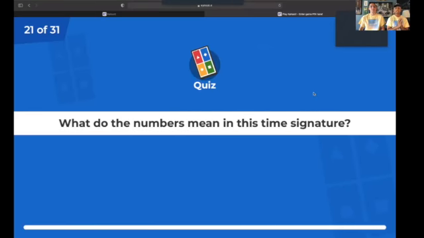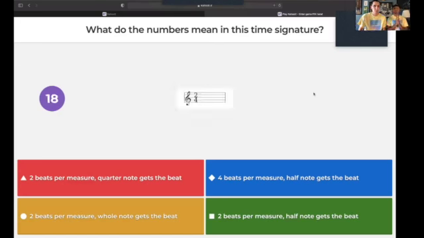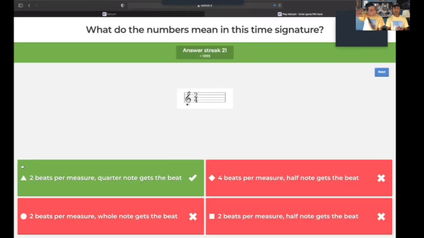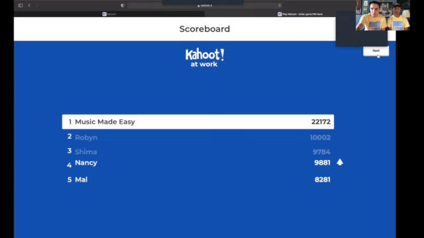What do the numbers mean in this time signature for question 21? So we're moving to time signatures now. Is it 2 beats per measure, quarter note gets the beat, 4 beats per measure, half note gets the beat, 2 beats per measure, whole note gets the beat, or 2 beats per measure, half note gets the beat? If you guys remember, the number on top gives you how many beats there are per measure, and the number on bottom gives you the type of note that gets the beat. And if you remember, 2 on top, so 2 beats, so that eliminates the second one, and then 4 meaning quarter note gets the beat, so that eliminates the other 2. Yes, exactly. Okay, moving on.